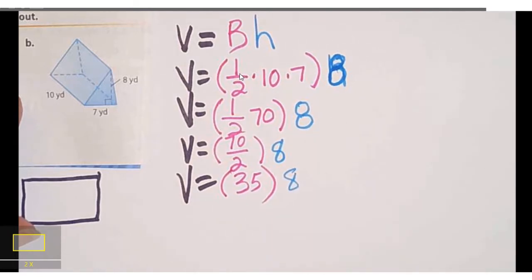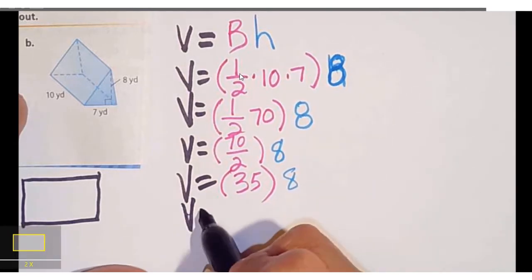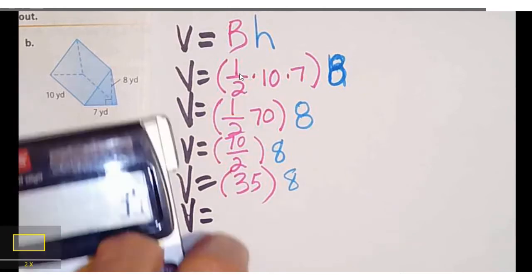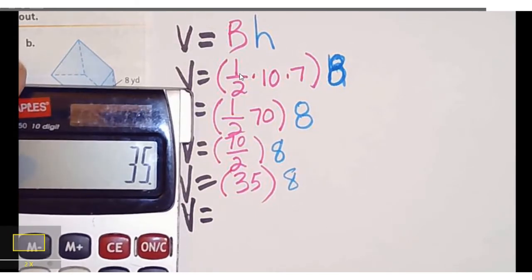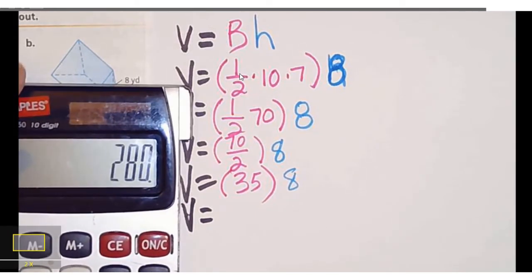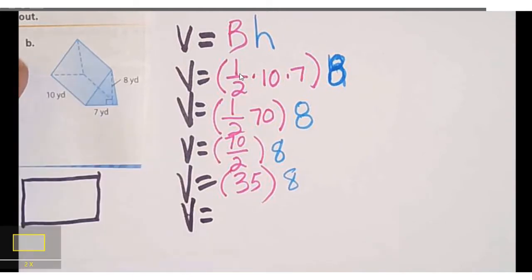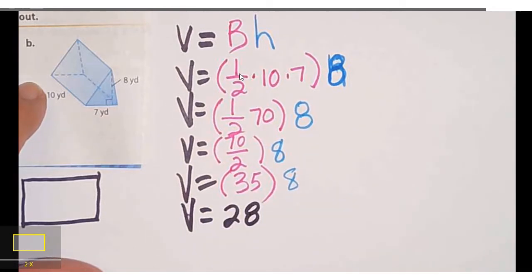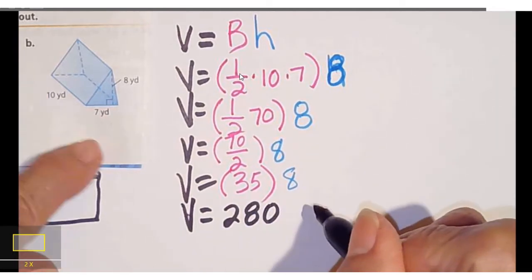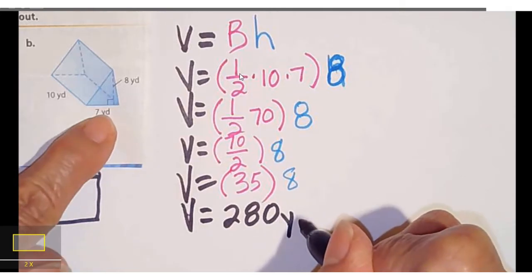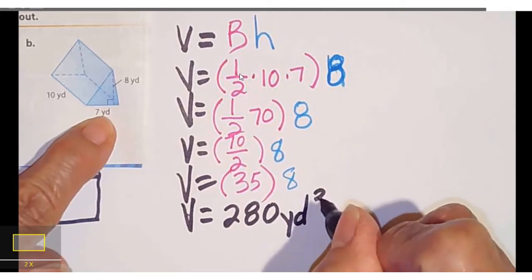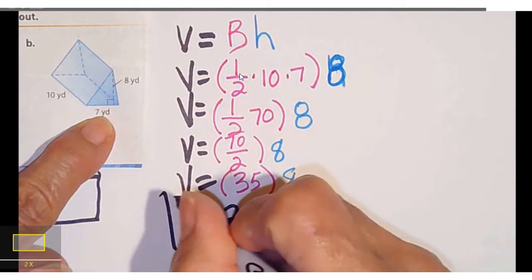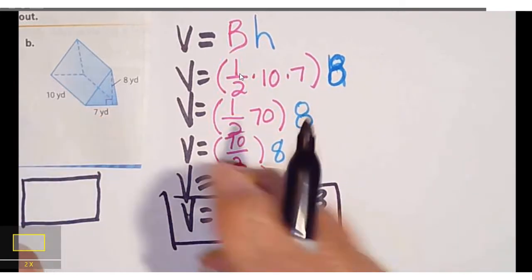Okay, so now we have volume equals 35 times 8 equals 280. So our answer is 280 yards, because we're using yards, cubed. And it's cubed because, again, we have volume.